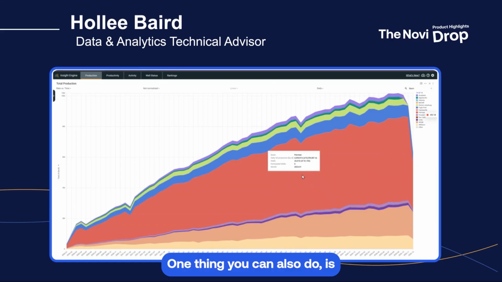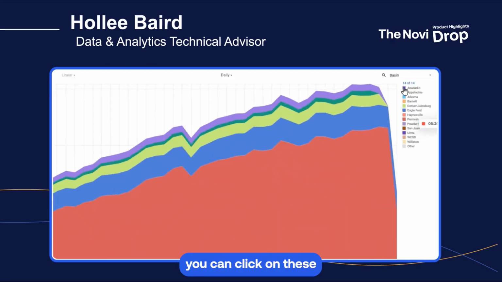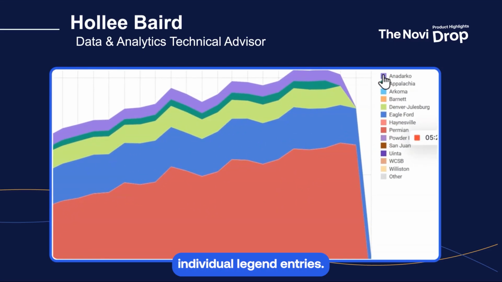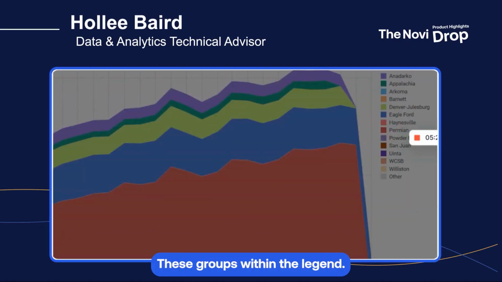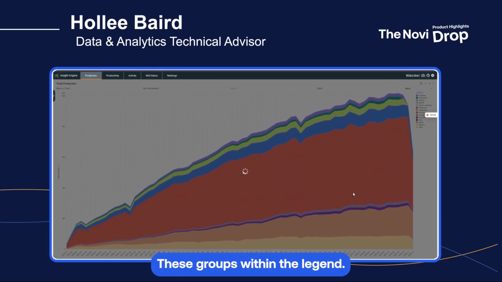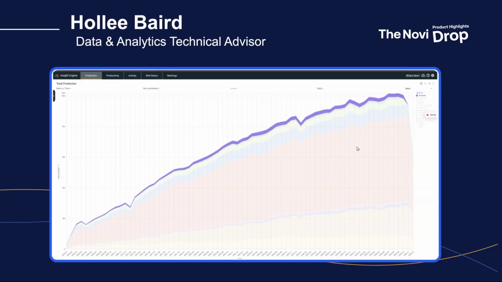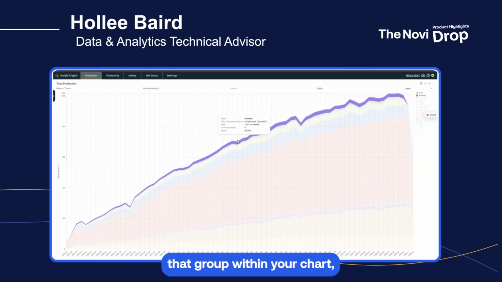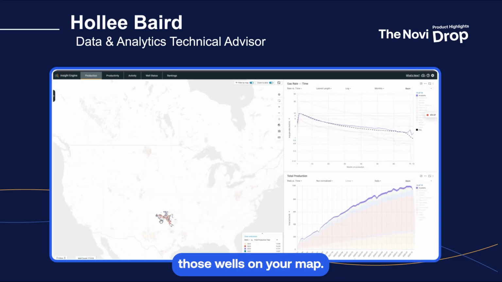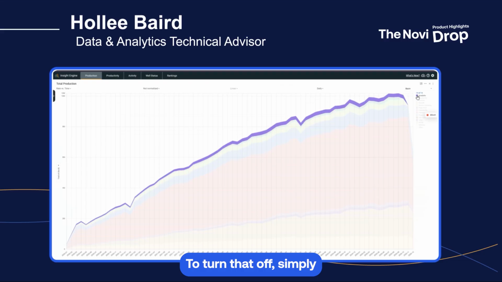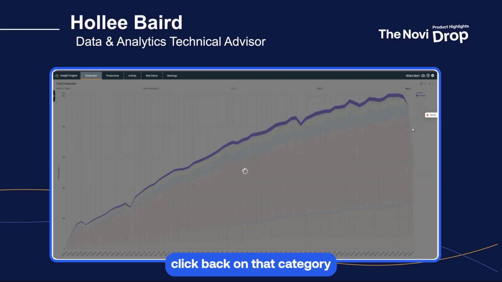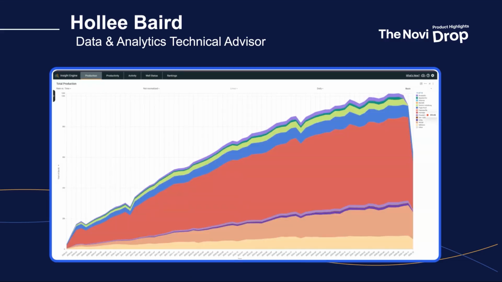One thing you can also do is you can click on these individual legend entries, these groups within the legend. And not only is that going to highlight that group within your chart, but it will also highlight those wells on your map. To turn that off, simply click back on that category and that will turn it off.